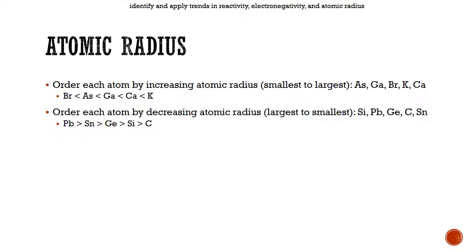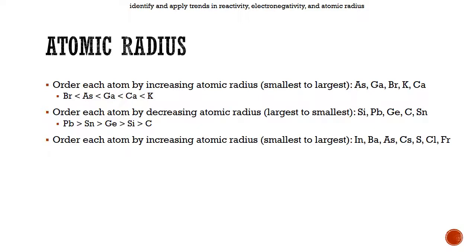One more example here, and you'll notice all these elements we're given are neither all in the same period nor in the same group. So this does make this a little more difficult. But if we just think about the trend, I know as I go from left to right, my atoms get smaller. As I go top to bottom, they get bigger.